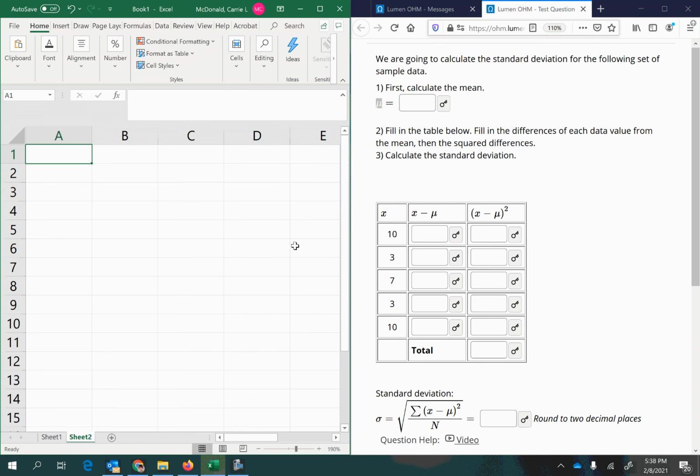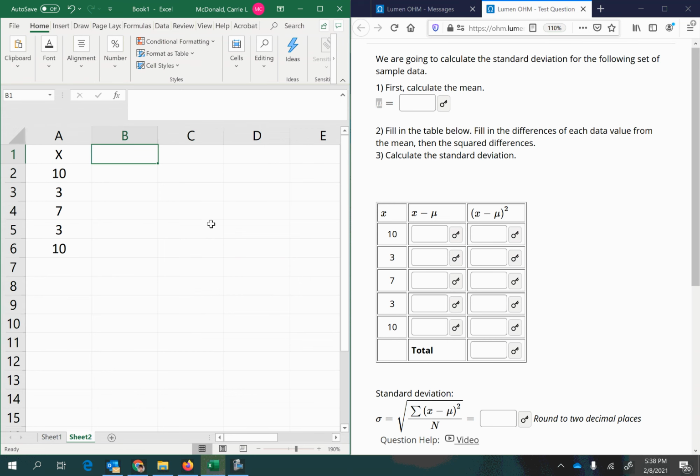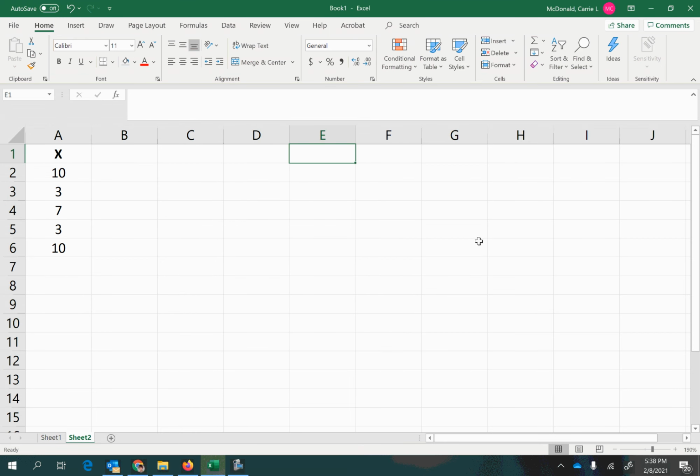So let's start by putting in our data values: 10, 3, 7, 3, and 10. And while in many of these problems it's easy to just copy and paste the data, this particular one is faster to just type in because you have such a small sample. And then we're going to calculate the mean so that we can then subtract the mean from each x value to fill in this set of spaces. So let's get the mean. We'll do it over here.